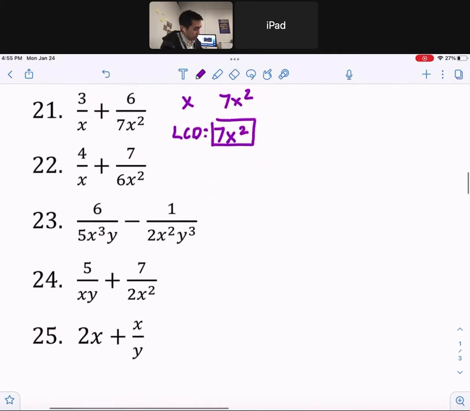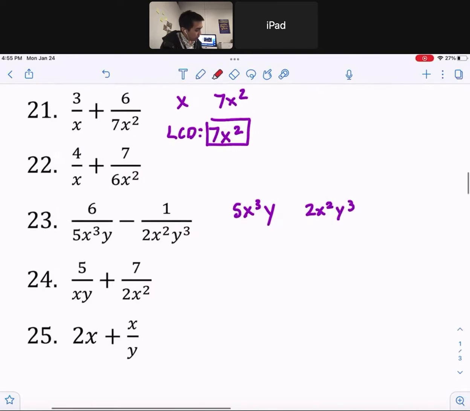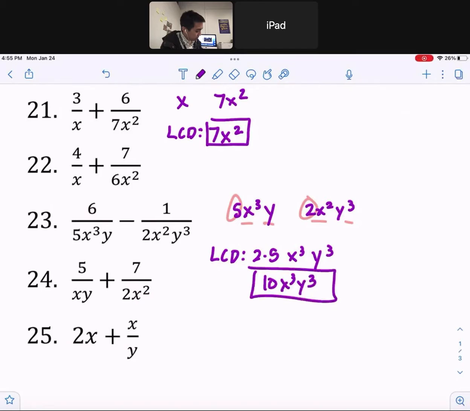23. For this one, now we're comparing 5x to the third y, and we're comparing 2x squared y to the third. Well, 5 and 2 are different factors, so that will be part of our LCD, 2 times 5. They both share an x term, so take the higher one, x to the third, and they both share a y term, so just take y to the third. 10x to the third y to the third.